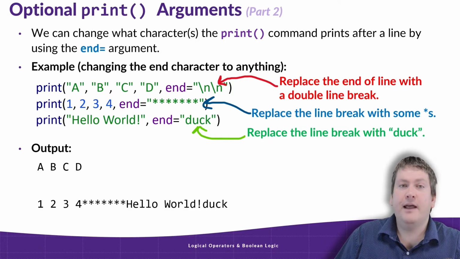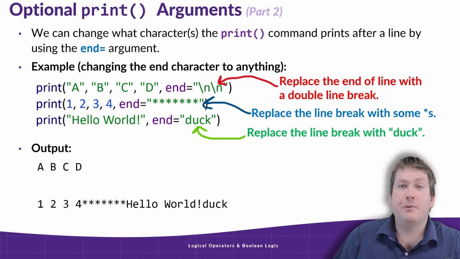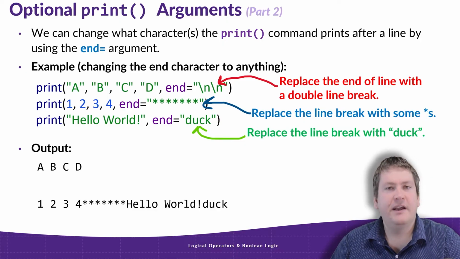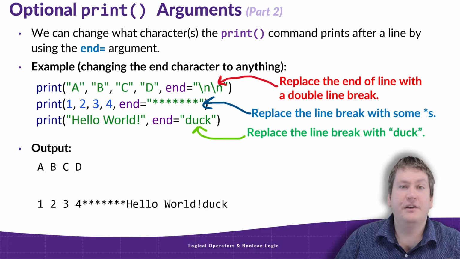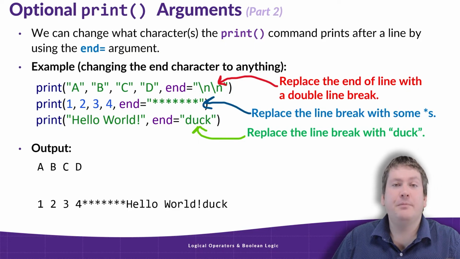Now for the next print line, we have 1, 2, 3, 4, and instead of a line break, we get a bunch of asterisks, because that's what we replace them with. And then for the last one, we get hello world, and instead of a line break, we now get the word duck. So by changing this end argument, we can customize this a little bit, as well as do multiple prints that end up on the same line.